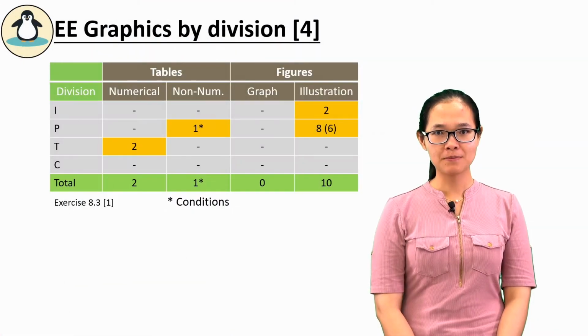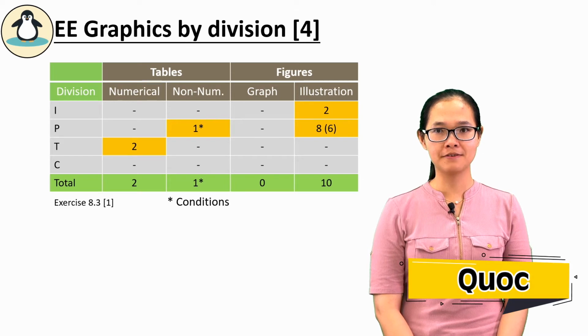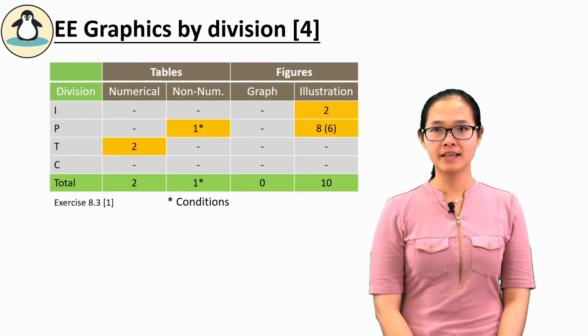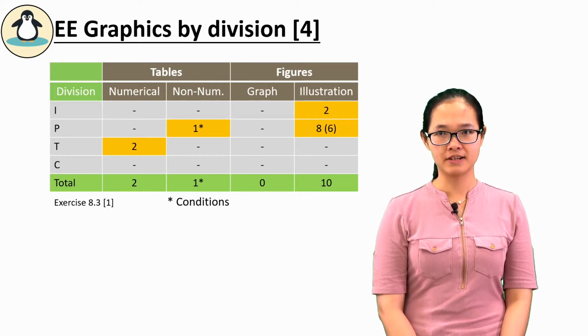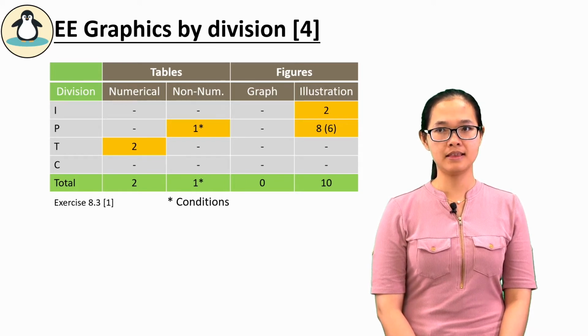This is the table that summarizes the graphics by division in the electrical engineering article. As you can see, in the process division we have a total of 8 figures and 1 table talking about the condition. And in the testing division, they have 2 tables and don't have any figure.